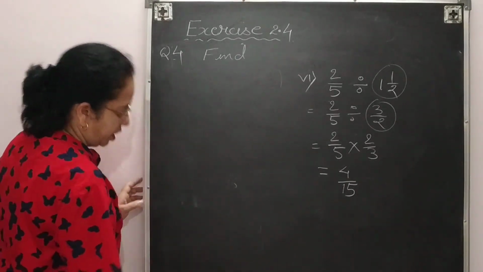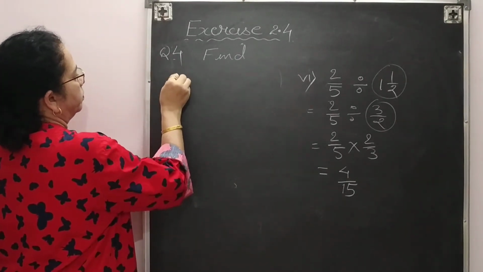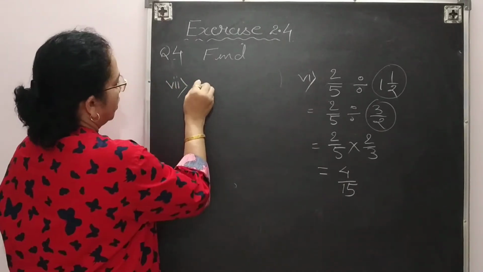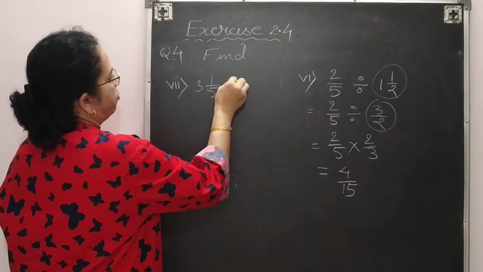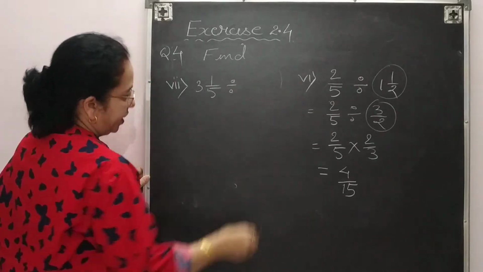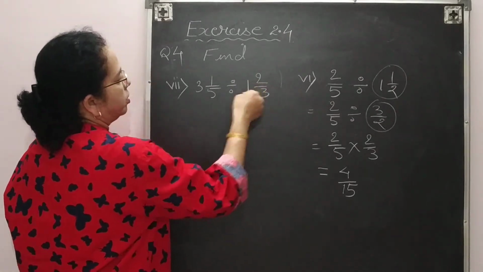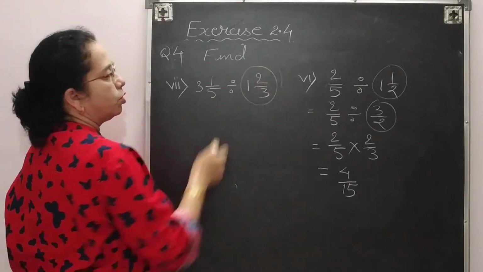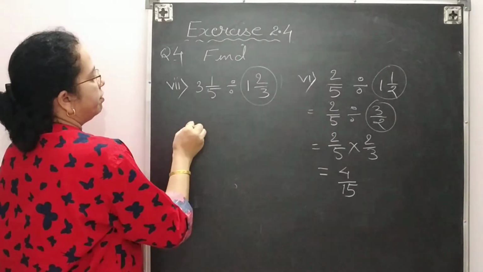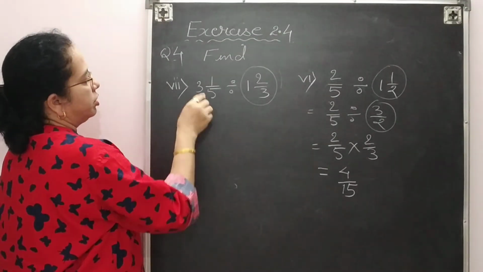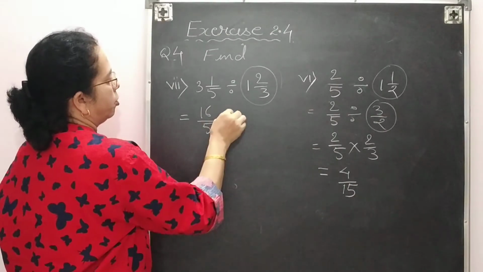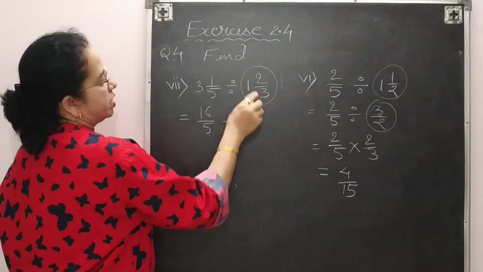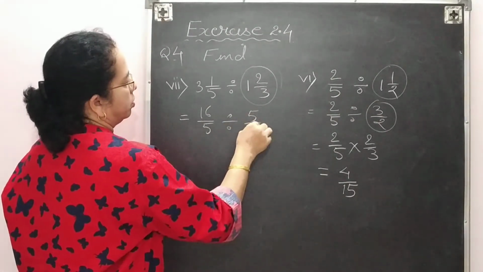Now the next question is the seventh sum. So 3 is to 1 by 5 divided by 1 is to 2 by 3. We need to take the reciprocal of that number. So first we will convert into an improper fraction. 5 3s are 15 plus 1, 16 upon 5. This side also, 3 1s are 3 plus 2, 5 upon 3.